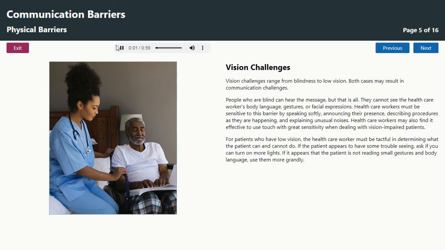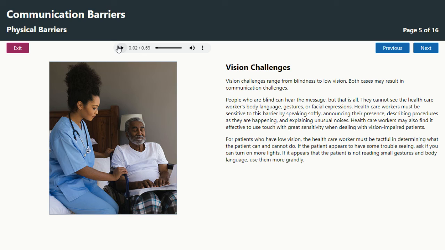Vision challenges. Vision challenges range from blindness to low vision. Both cases may result in communication challenges. People who are blind can hear the message, but that is all. They cannot see the healthcare workers' body language, gestures, or facial expressions.